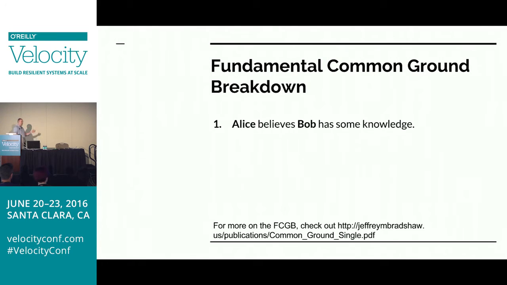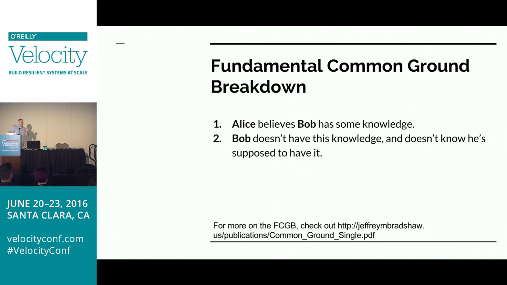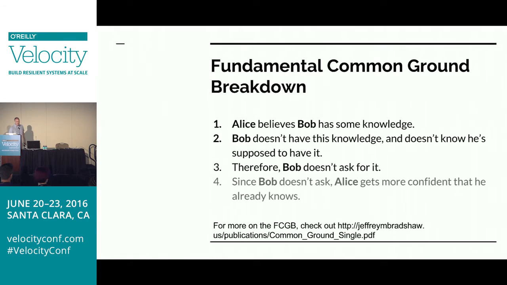So here's how it works. Alice believes Bob has some knowledge. For example, Alice believes Bob knows that you're not supposed to commit secret keys to the Git repository. Okay? Bob doesn't have that knowledge. He's new, he's never worked on this kind of software before, he doesn't know these things. So he doesn't even know that he's supposed to know something, right? If he knew that there was information he needed, he could ask Alice, but he doesn't. So he just goes on doing his job, doesn't ask for the information, and what does that tell Alice? Well, since he's not asking anything, Alice says, well, he must know, right? So I don't have to worry about it.